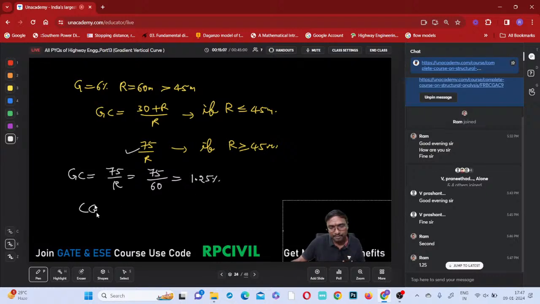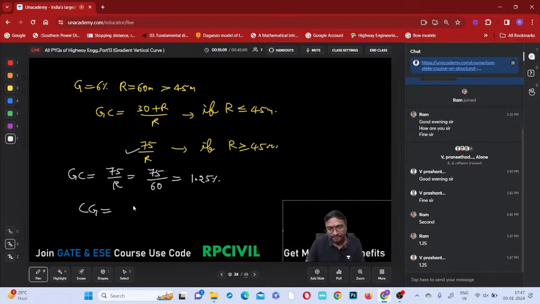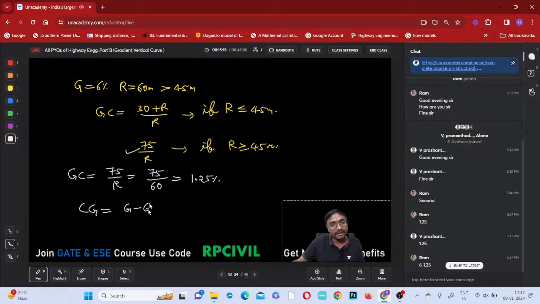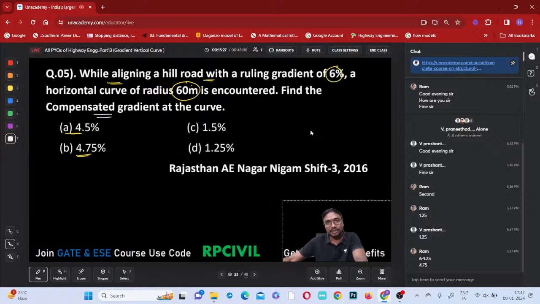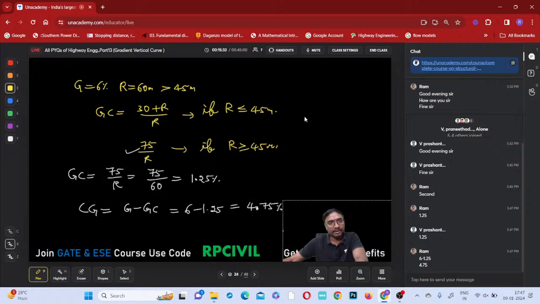Then what is the compensated gradient, if you just observe. The compensated gradient will be equal to the original gradient minus this grade compensation, that is 6 minus this 1.25, right? How much will it become? 4.75 it will become, or not? Obviously, right? 4.75 percentage it will become now. Which one is the correct answer now? 4.75 percentage means that option B will be the correct answer now, right?